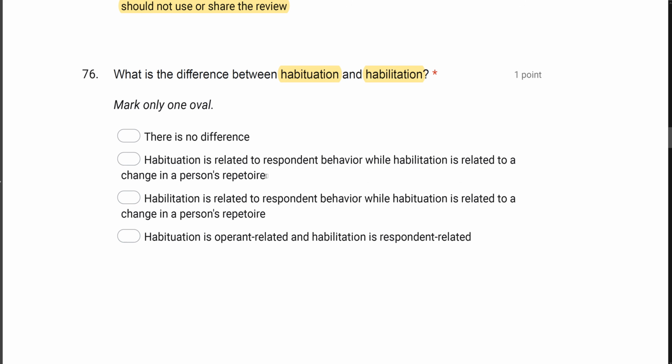So the main difference, habituation is related to respondent behavior, while habilitation is related to a change in a person's repertoire. When you're habilitating somebody, you're trying to alter their repertoire, again, so they contact more reinforcement and contact less punishment.